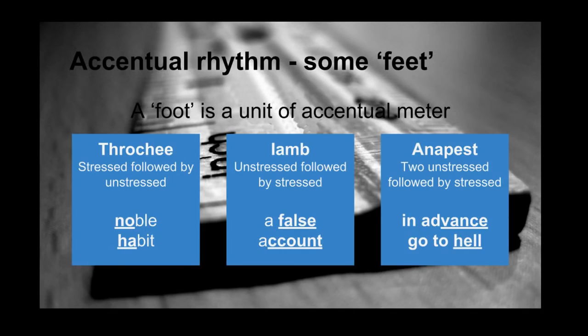Here are a few famous types of feet, starting off with the trochee, which is a stressed syllable followed by an unstressed syllable, such as habit. An iamb is an unstressed syllable followed by a stressed syllable. Account is a good example. And anapaests, which are two unstressed syllables followed by a stressed syllable, as in go to hell.